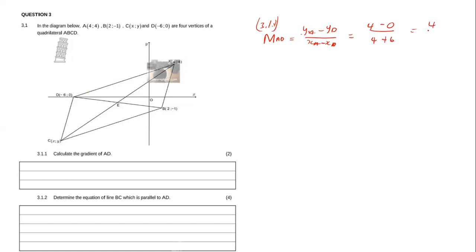So here we're going to have 4 over 10. 2 goes into 4 two times, and 2 goes into 10 five times. Then our answer will be 2 over 5. That will be the gradient of AD.